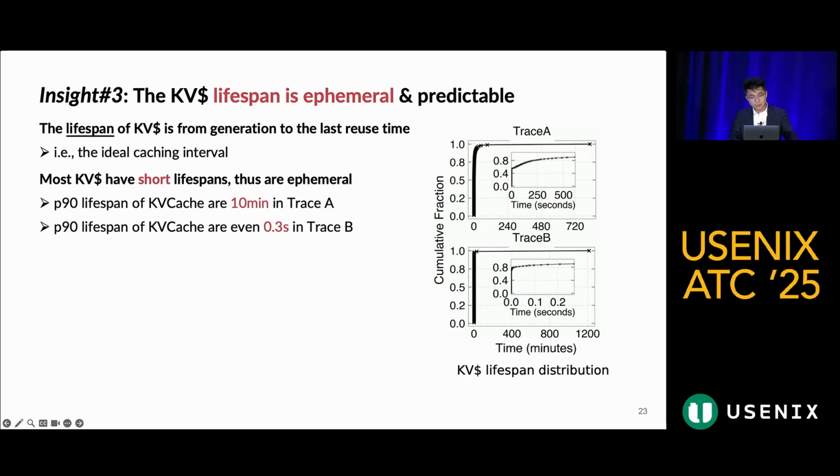Here, the lifespan means how long a KVCache block needs to be retained in order to facilitate future reuse. Specifically, in trace A, 90% of KVCache is never reused after 10 minutes, and the number is even 0.3 seconds in trace B. This suggests that we may not need a very large KVCache space for LLM serving. In addition, the short lifespan indicates that a frequency-based policy like LFU is not optimal, because a dead KVCache would not get evicted, due to a high reuse frequency.